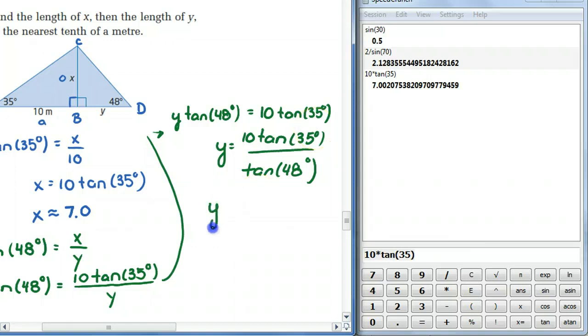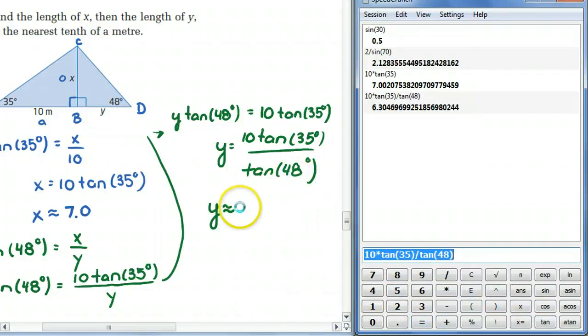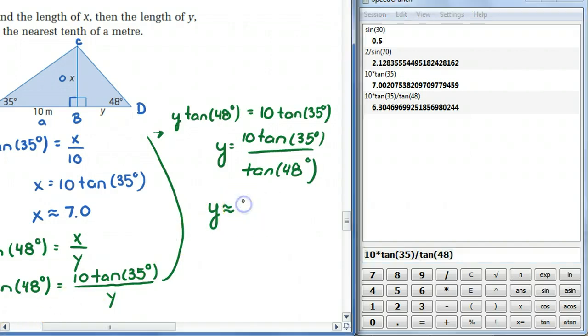So therefore, I'm going to plug this in my calculator, and I'll get y is approximately equal to, and again, one step here in your calculator, 10 times tan of 35 degrees divided by tan of 48 degrees. And I hit my equal sign, and I get y is approximately 6.3, and whatever the units are, meters.